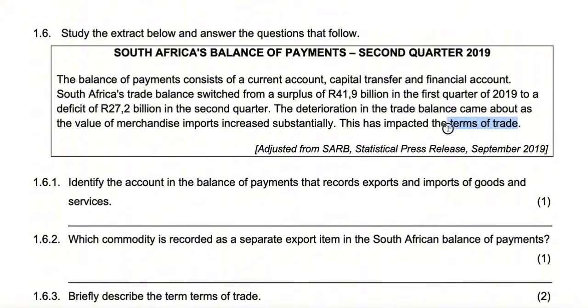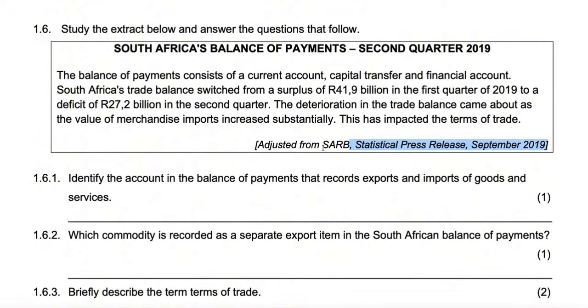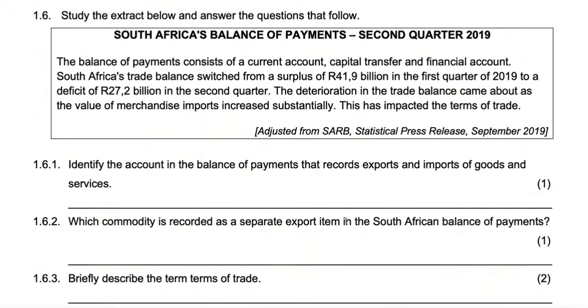Terms of trade is a concept we dealt with in the previous video. Based on how I'm recording this, I skipped some because I have done them in the past, so I'm just looking for videos I haven't done. I think it was 1.2. Terms of trade is basically the ratio of export prices to import prices. Now this was released by the South African Reserve Bank in their statistical press release in September 2019. Let's go to the questions.